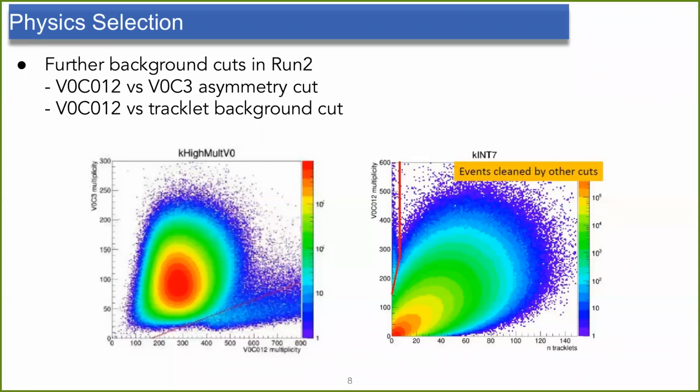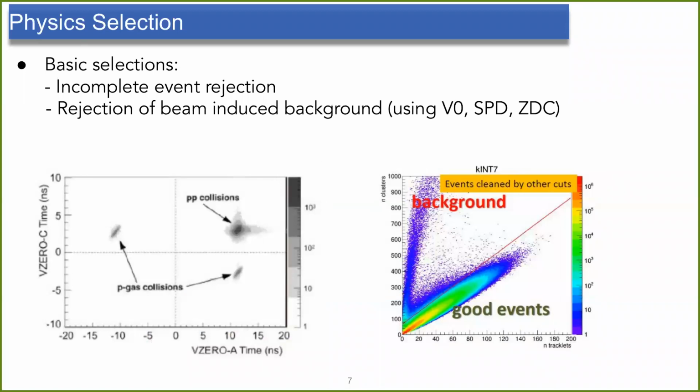Sir, in the previous slide, I couldn't understand this x-axis and y-axis. Is this n tracklets here and n clusters? Yes, this n tracklets is basically the number of tracks. So what is a tracklet? The tracklet is made from two hits in the SPD. The SPD has two layers, and using the two hits you make a tracklet. So it's the number of tracklets in the SPD, and the n clusters is basically the SPD clusters.